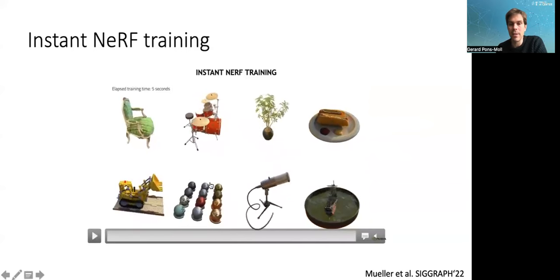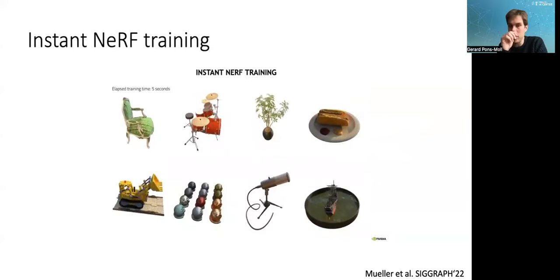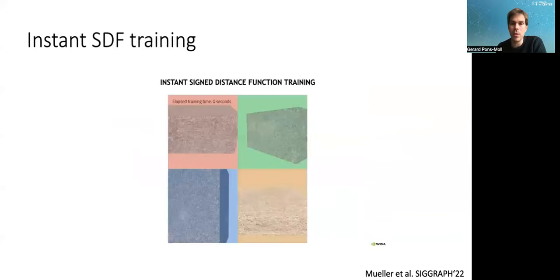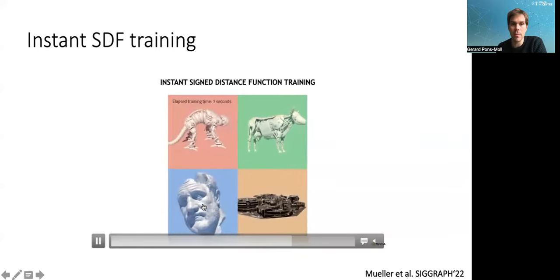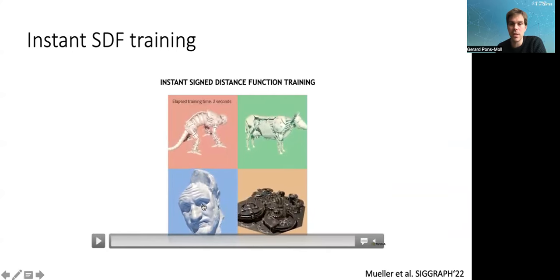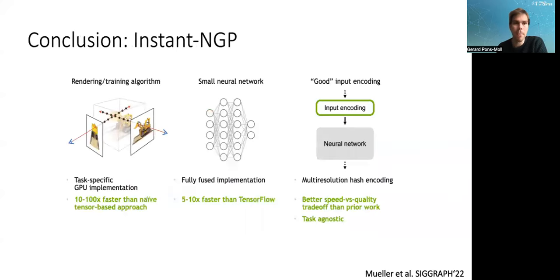Right, so the key idea is to have these feature volumes, but the features are hashed with a hash table in order to have a very efficient implementation. This can also be used for training signed distance functions, as you can see here, and so on.